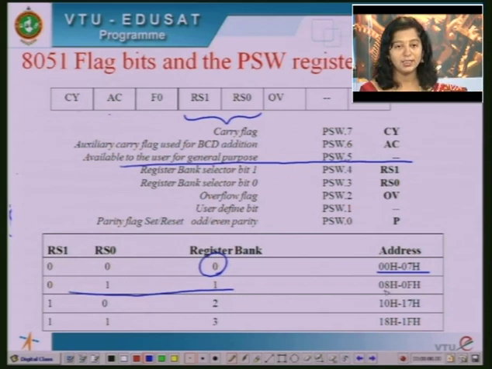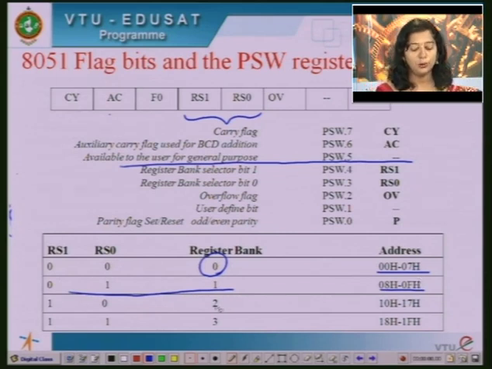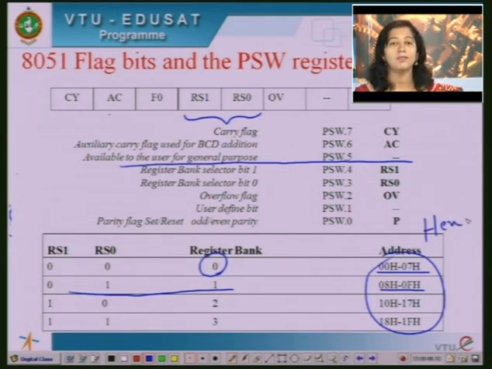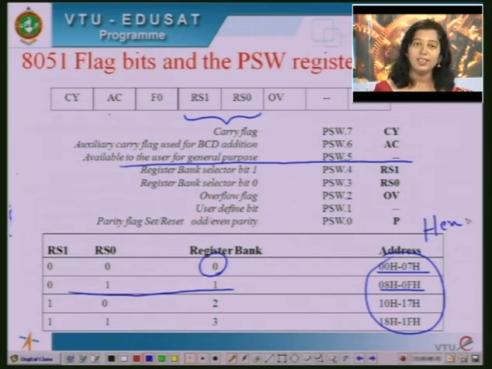The address begins from the next number, 08 to 0F, the next 8 bytes. Similarly, register bank 2 has addresses from 10 to 17. Remember, all these addresses are always written in hexadecimal. We use the hexadecimal numbering system to represent the addresses because it's a 16-bit value and it is easy. Even if it is 8-bit, we always write it in hexadecimal.